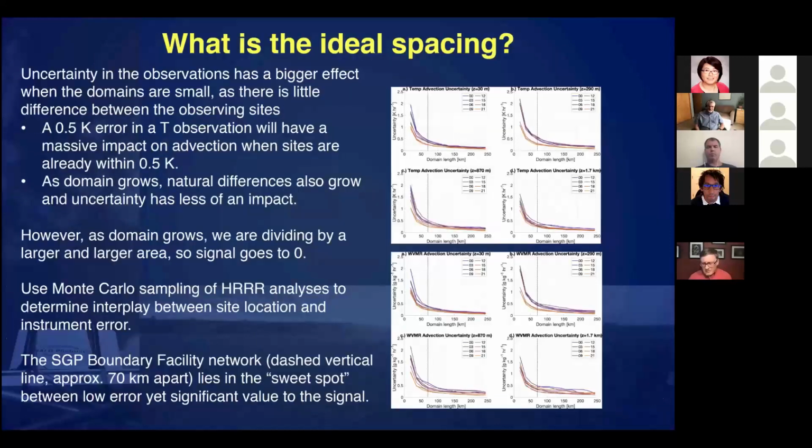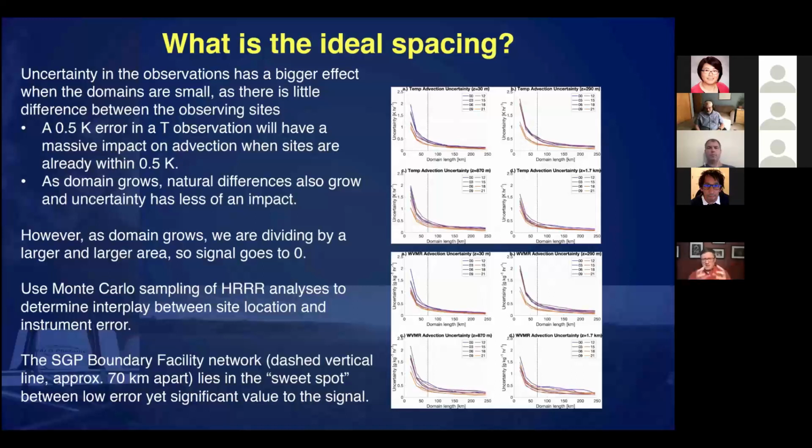So I think a question that may be of interest to this group is, what is the ideal spacing for these sites? Of course, we just use the ARM network that exists. We use the sites that we have, but maybe when it comes time for the southeastern US deployment or TRACER or something like that, how far apart do you want to place your sites in order to get the best observations? And the thing is, as you move your sites further and further away, the impact of your instrument uncertainty goes down.